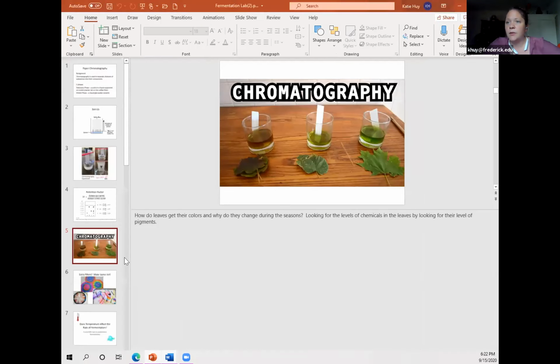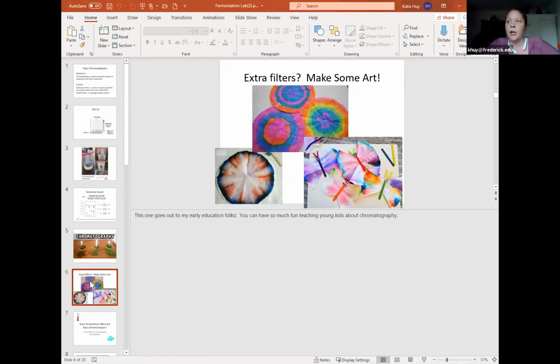So then when we go back to our PowerPoint, oh, and this is a shout out to my elementary ed folks, that you can have fun with chromatography with little guys too. Okay.